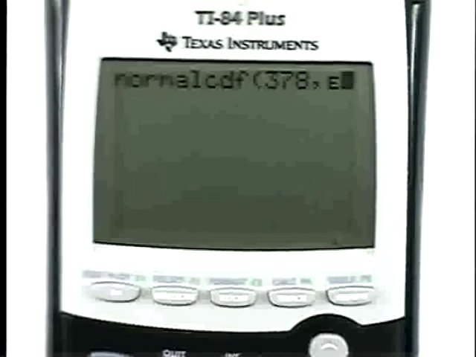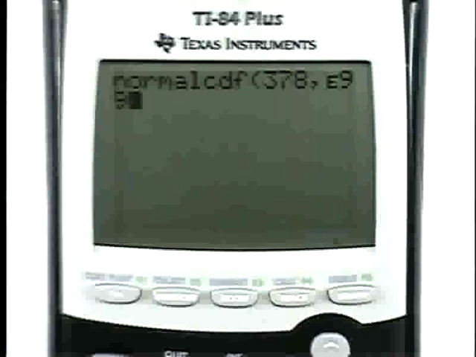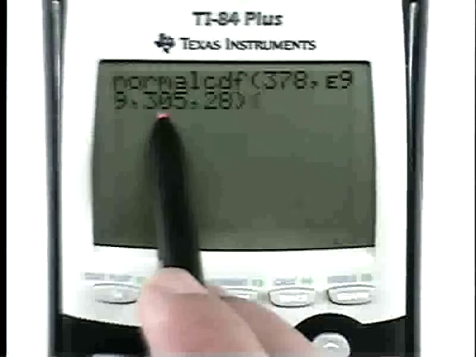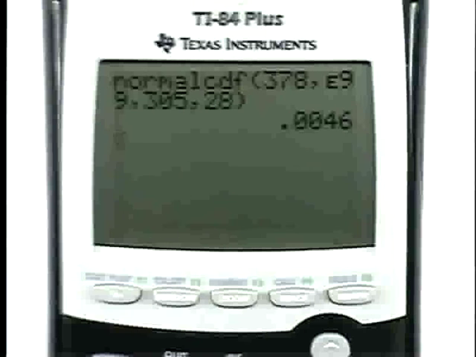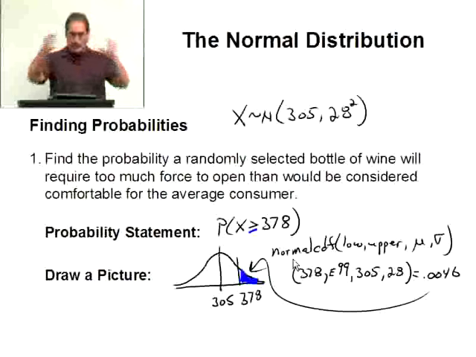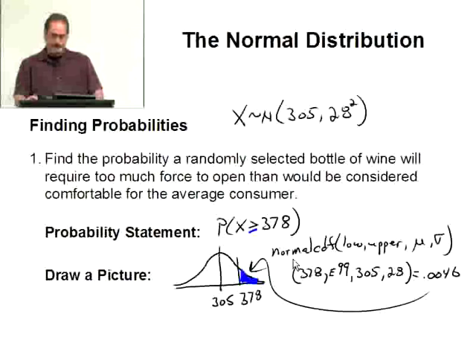There we go. Now 99. So that's 10 to the 99th. The mean was 305, and the standard deviation was 28. Lower bound, upper bound, mean, standard deviation. Hit enter. And that probability is 0.0046. So this is equal to 0.0046. That's how much area is under the curve. Remember, the total area under the curve is 1.